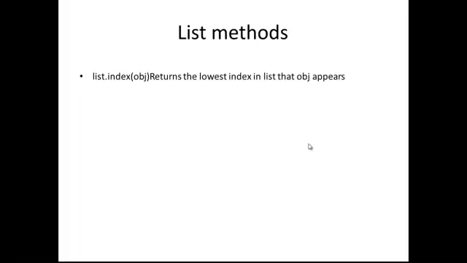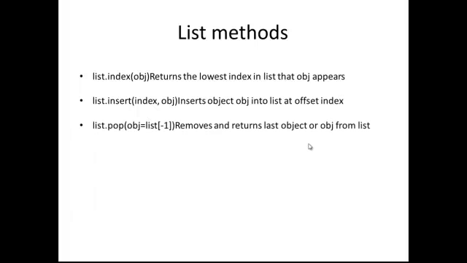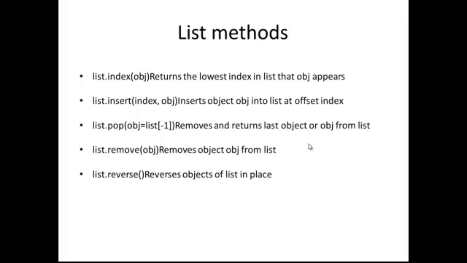Index: we can search for the index of a specified element. We can insert an element at a specific location, and delete an element from a location using pop. Removing an element can be done by remove followed by the object, and the reversal of the list can be done by the reverse method. And we can sort the elements of the list by using the sort method. Let us go with some examples over this.